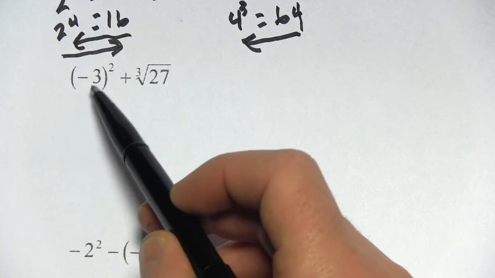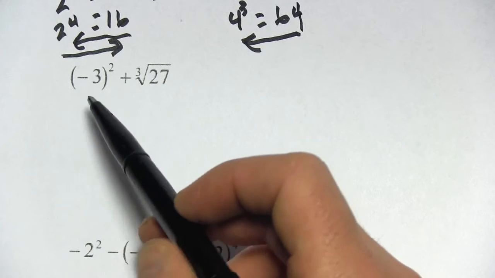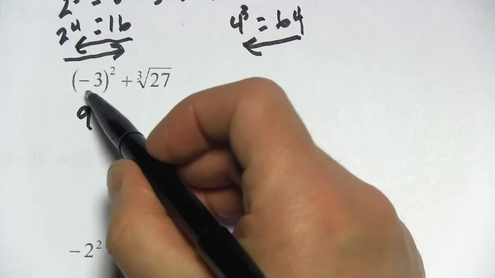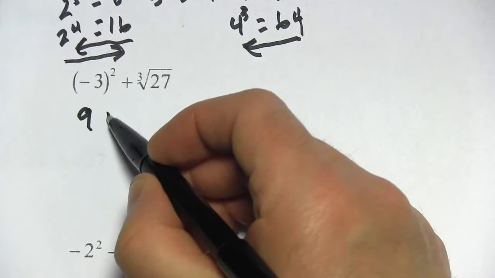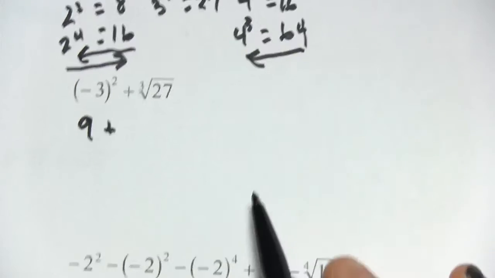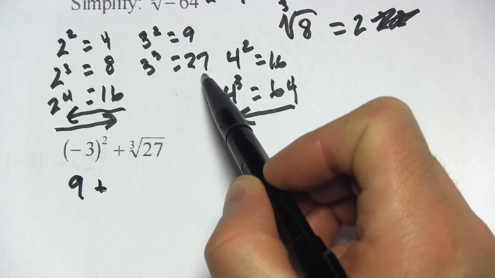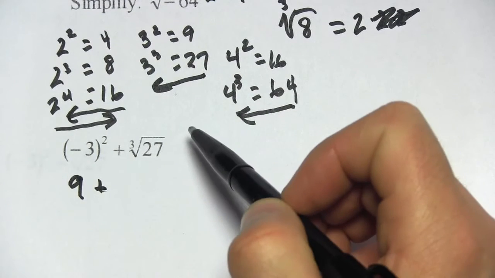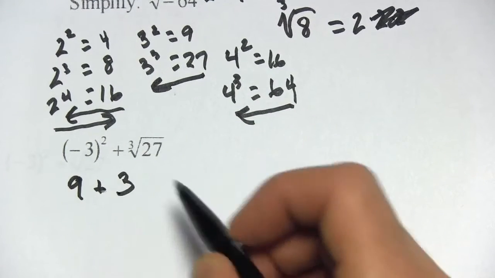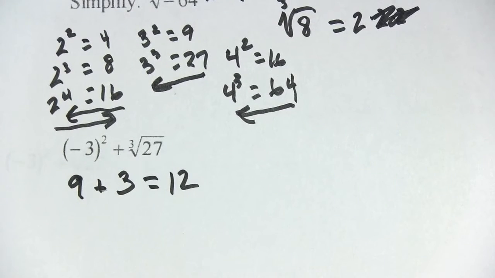Here, first, we have negative 3 squared. So that's negative 3 times a negative 3. That is a positive 9. Negative times a negative is positive. And then we have the cube root of 27. Well, if I look up in my notes, 3 cubed is 27, so the cube root of 27 is going to be 3. So that is 9 plus 3, or 12.